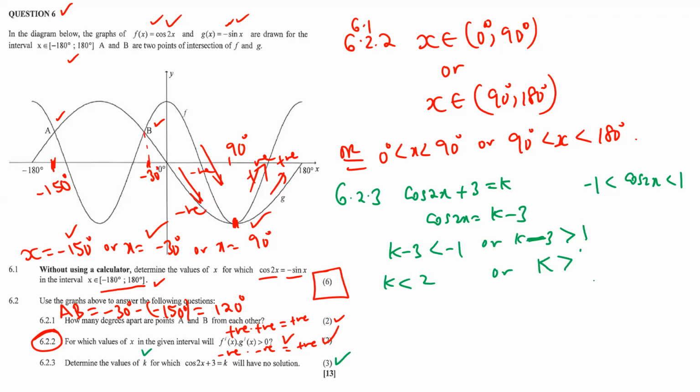K is 4. K is less than 2, or K is 4? So you'd have no solution, because solutions are possible when the cosine of x lies between -1 and 1. Okay.